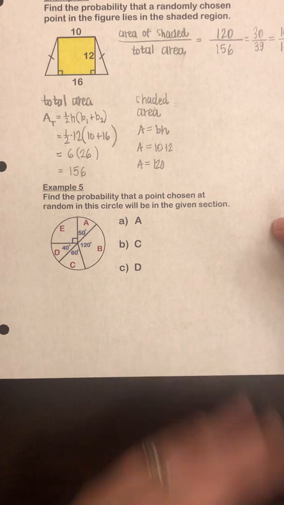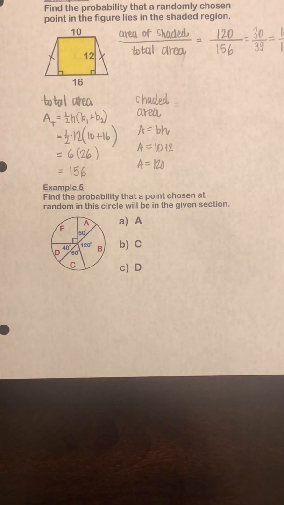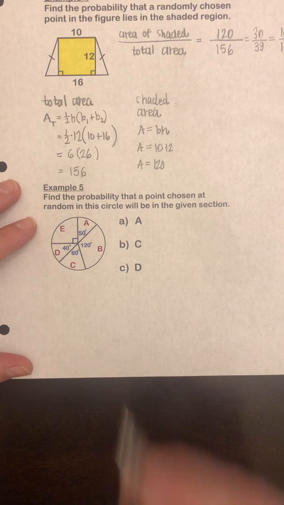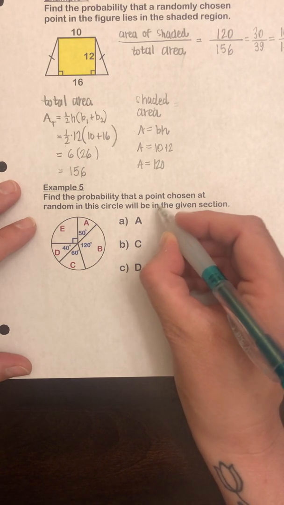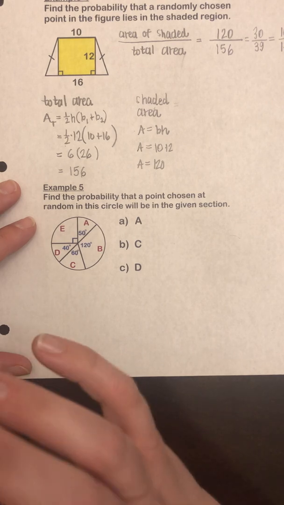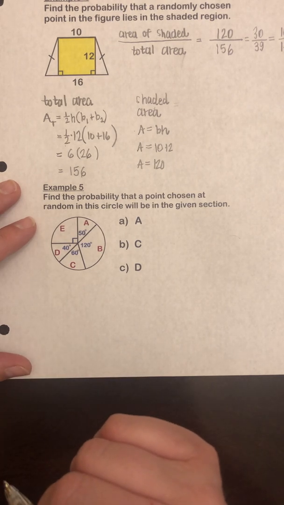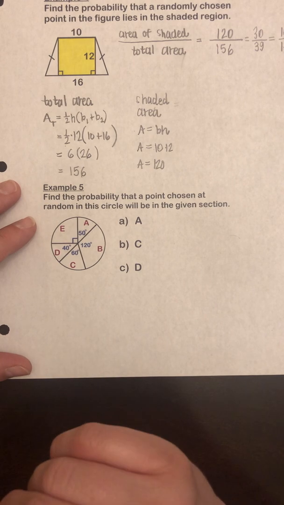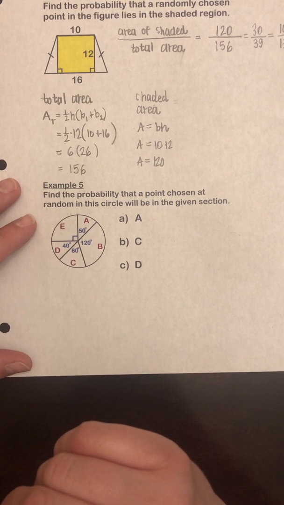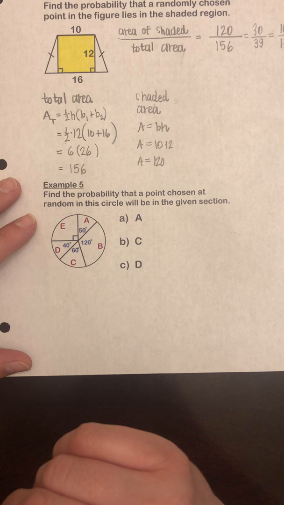All right, example 5, find the probability that a point chosen at random in the circle will be in the given section. So we're going to start off with, we want it in A. So we want to know, it's like what we had before, where in the numerator you're going to put how many ways can you get what you want. The denominator is going to be the total number of ways. This is a little bit different because it's a circle and we have angle measurements.